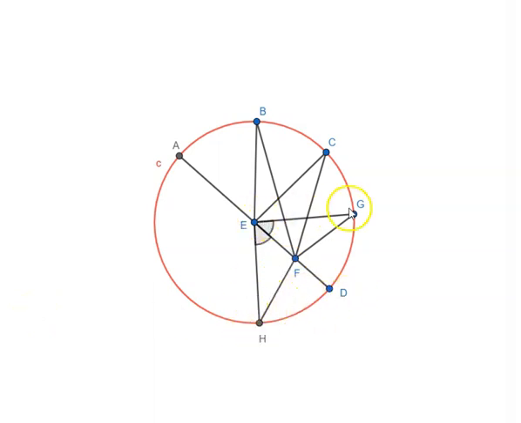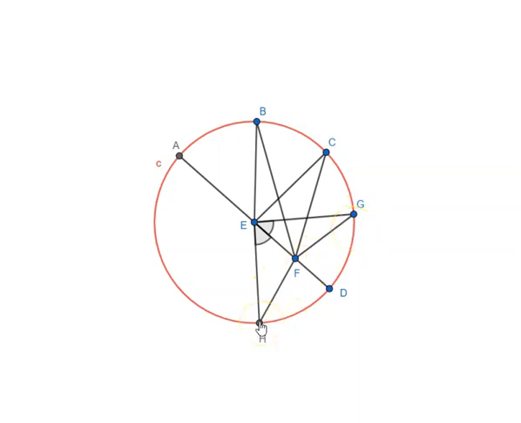Now EH is equal to EG, radii of the same circle. EF is common to both the triangles. And we have copied this angle here. So angle FEG is equal to HEF. Side angle side. That means these two triangles are congruent. Since they are congruent, that means all the corresponding sides are also equal. That means HF and FG are equal.